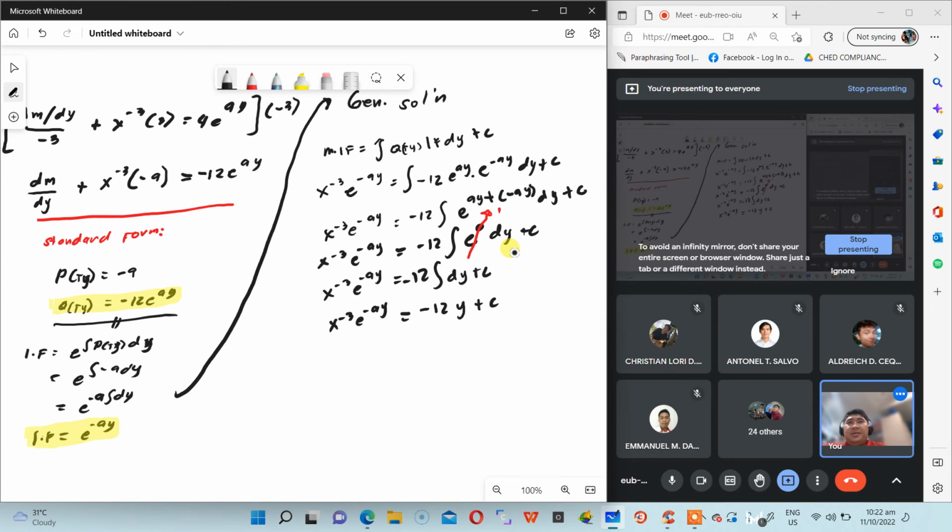Okay. So you could have this answer as your general solution, or you could make this one as 1 over x, negative 3 e raised to power, not negative, it's positive, e to the 9y equals negative 12y plus c.